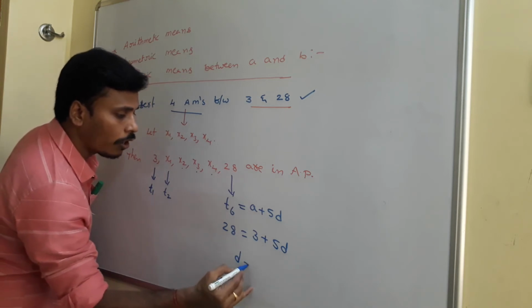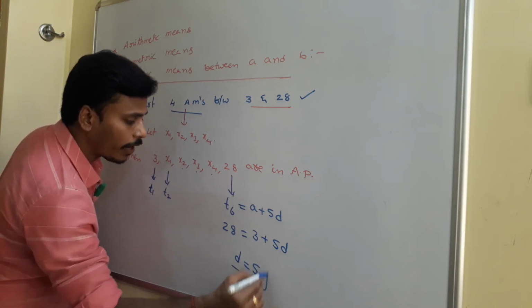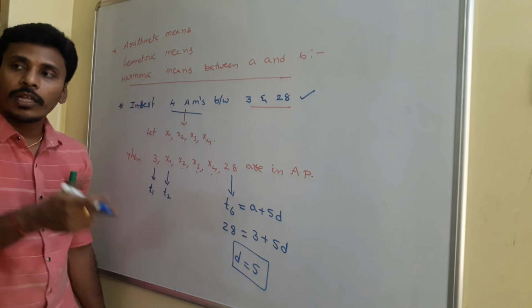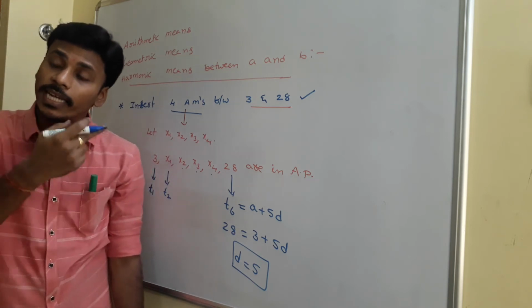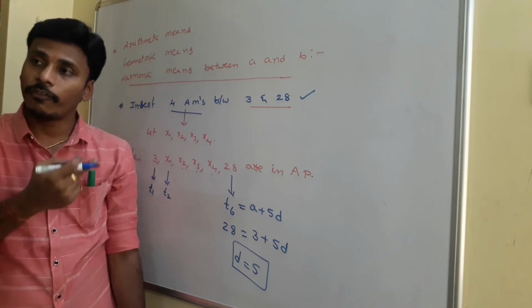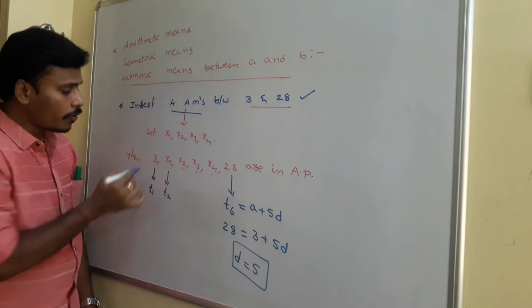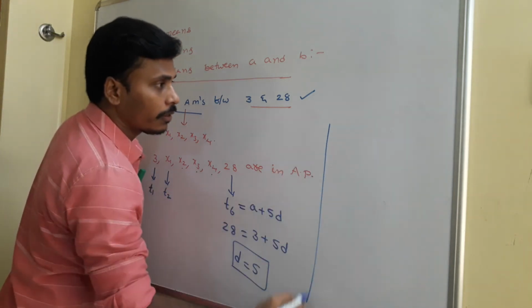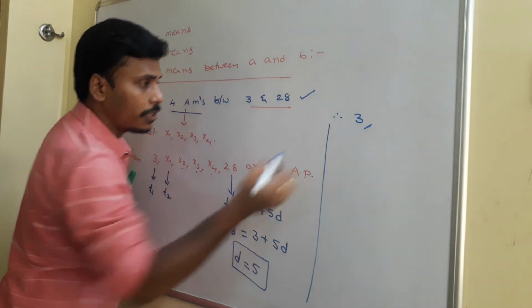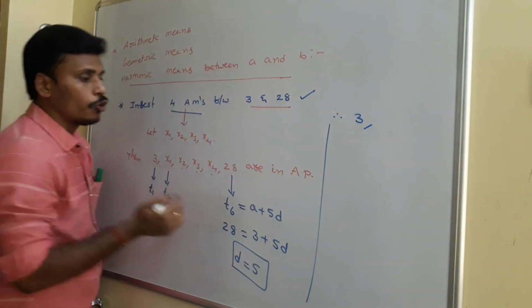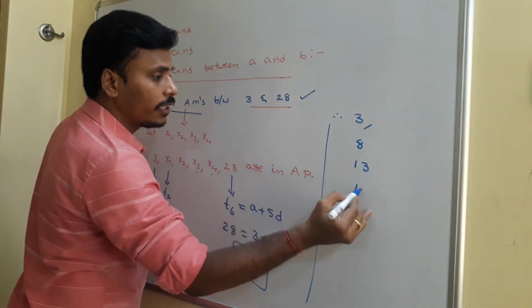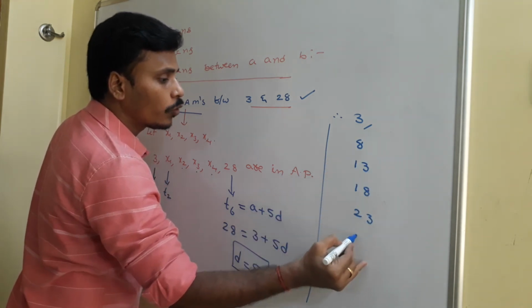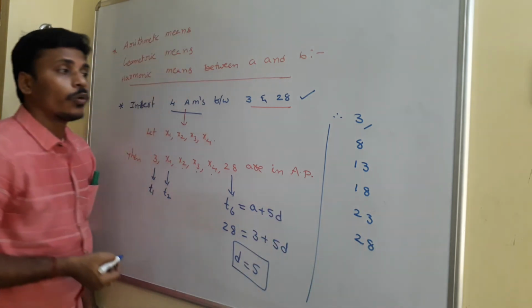Now if you solve, you will get d as 5. Since d is 5, the common difference of the arithmetic progression is 5. So to get the next term, you always add 5 to the previous term. Your first term is 3, so for the second term you add 5 to get 8, then add 5 to get 13, then 18, then 23, and then add 5 to get 28.